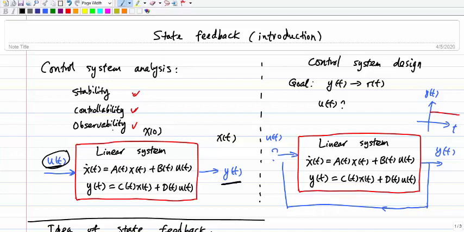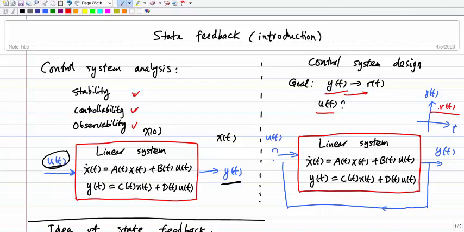Now, control system design is different from control system analysis because we're going to focus on giving a certain goal for my output y(t). For example, I want some output y(t) to track a reference, let's say a step output. Let's say this is my reference, and my goal is to figure out what u(t) we can design such that we can achieve the goal.